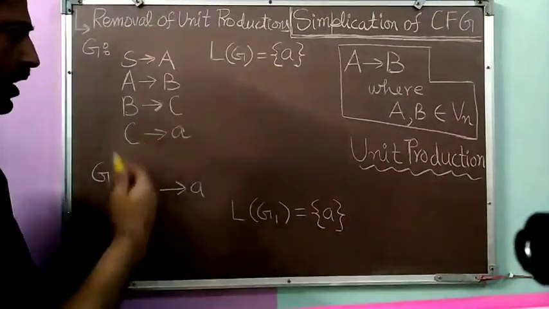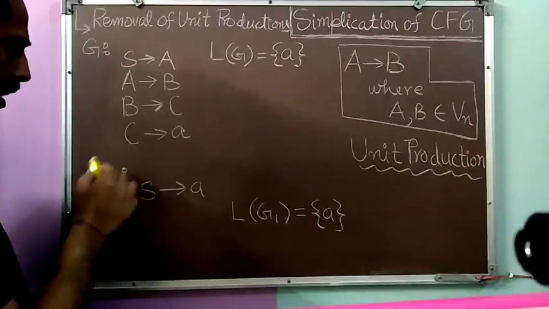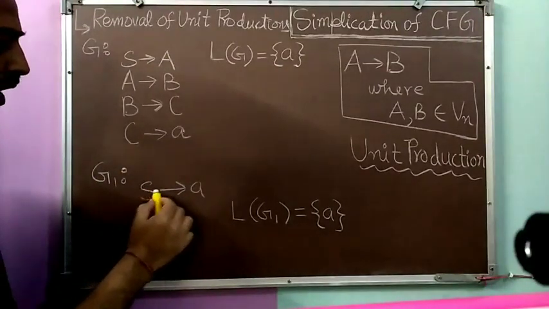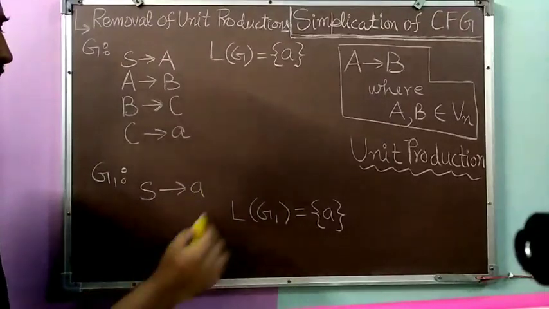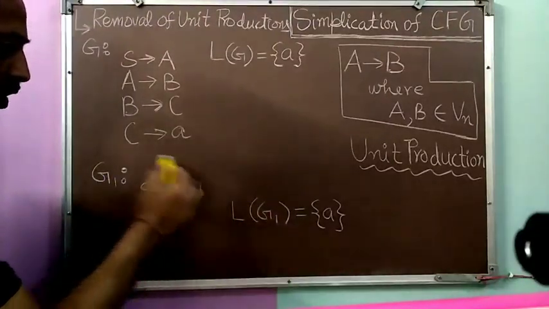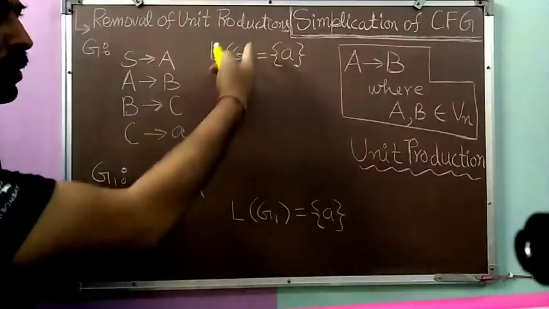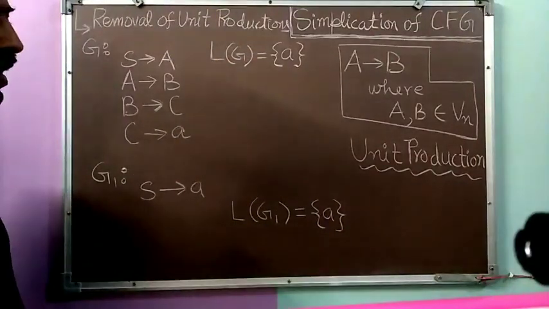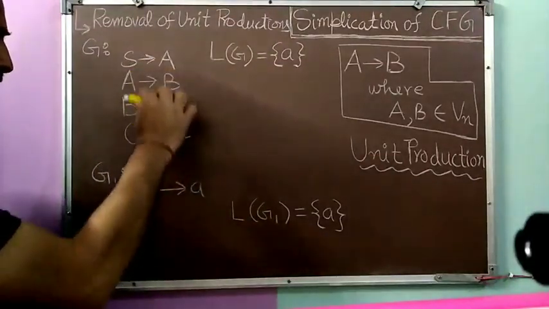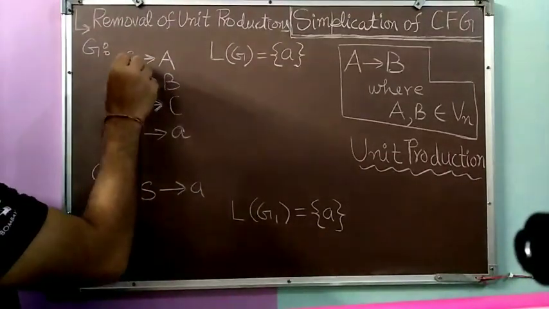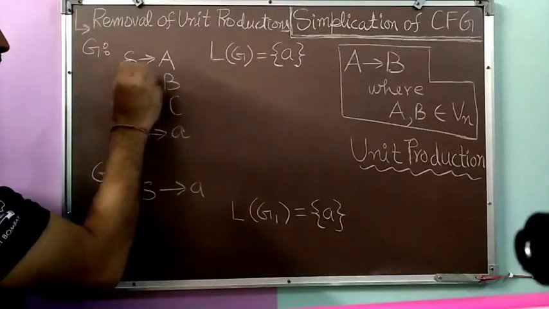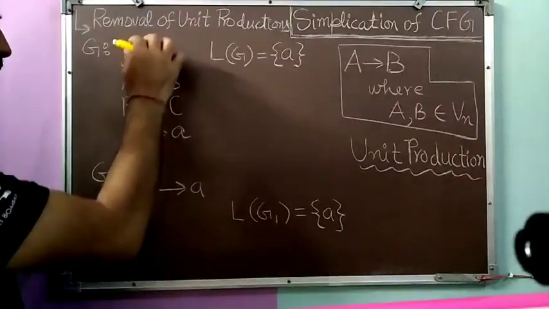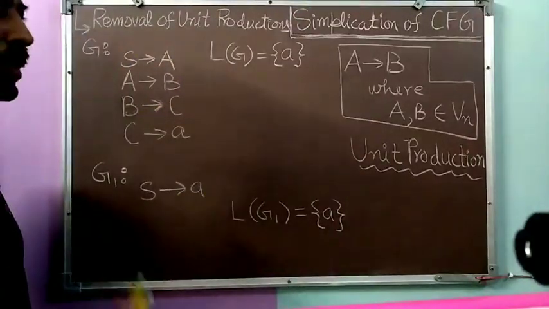If, rather than this, we take another grammar, say G1, which has only the production S to small a, then L of G1, the language of this grammar, is also similar to L of G. It also contains a single word, a. If we compare these two grammars, production number 1, S to A, production number 2, A to B, production number 3, B to C, these 3 productions are just useless productions.